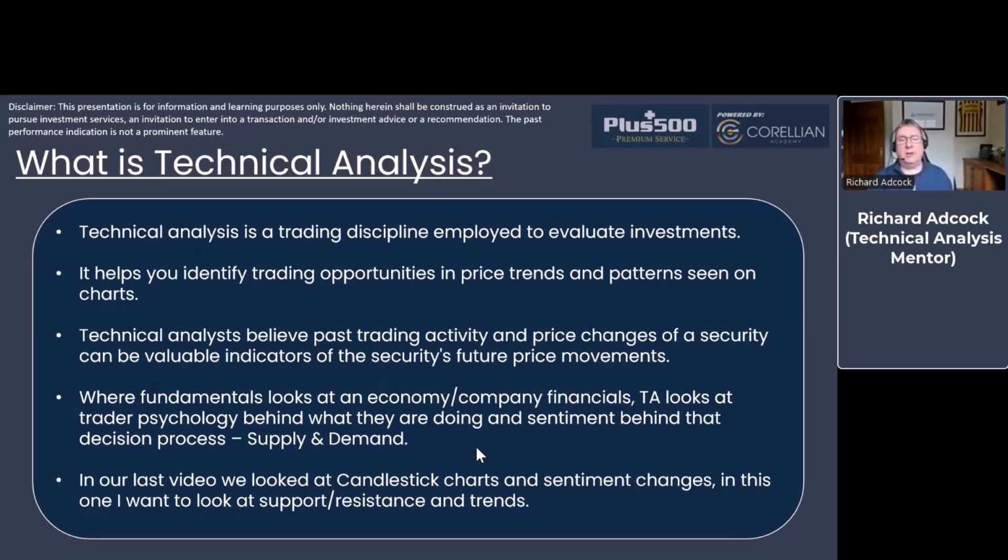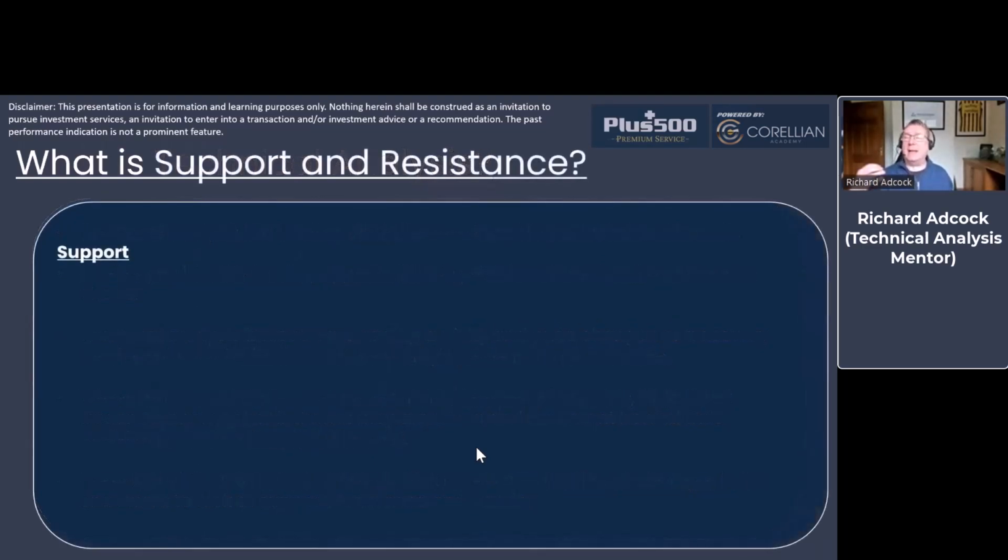Now, in the last video, we looked at candlestick charts, and I want to look at how that developed into sentiment changes. This week, I want to look at support and resistance and how that develops into trends. And we're going to be studying the US equity indices predominantly and how they've established the type of price action that we're currently seeing. Now, what is support and resistance?